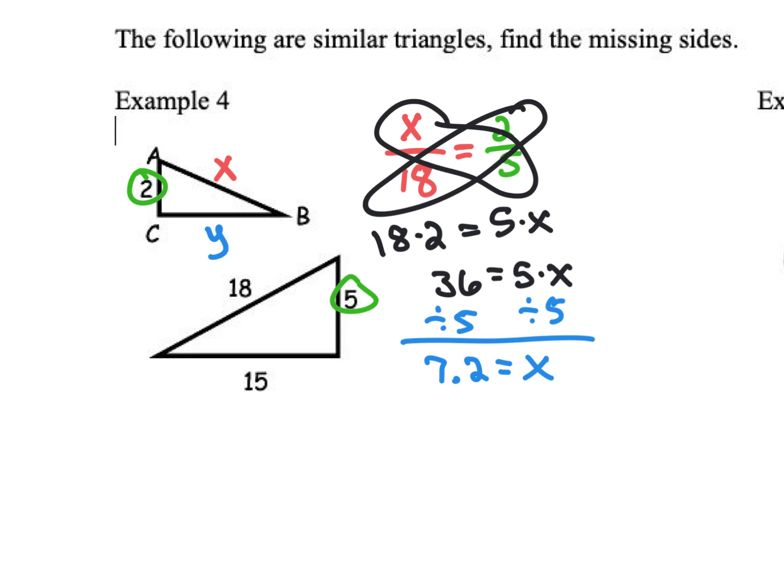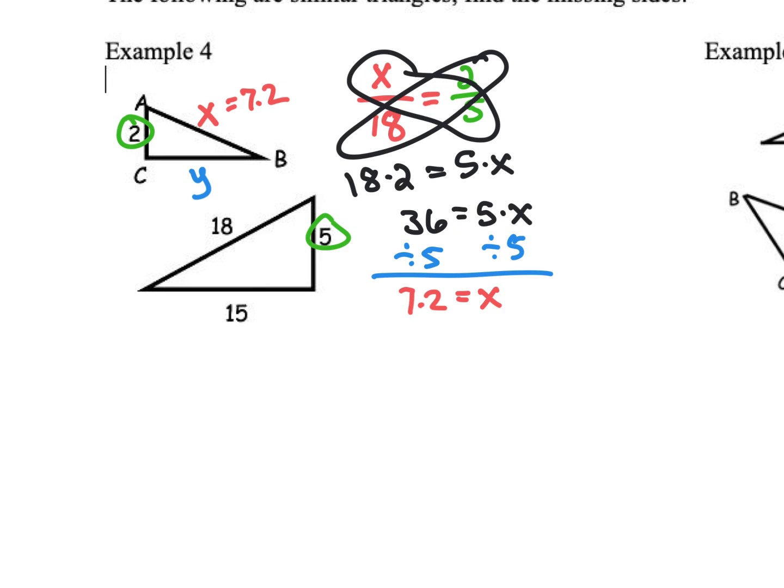But actually, I'm going to put that in red because that's what that side was. So we're going to say 7.2 equals our x. So this is 7.2. Now we're going to do this again, except we're going to solve for our y. So I'm going to say y over 15. Those are the 2 that go together. So y over 15 is going to equal, and then I still have to use the 2 and the 5 because those are the ones that have the numbers in it. If I put the other things together, we're not going to be able to solve that.